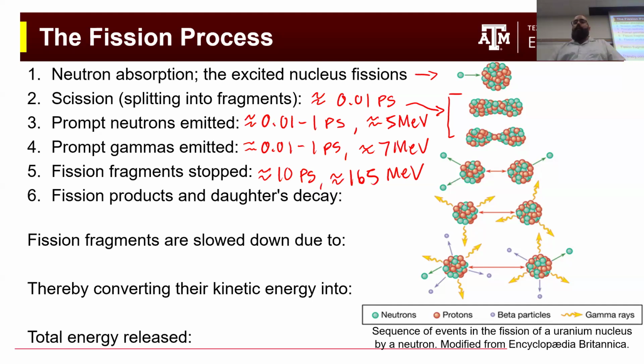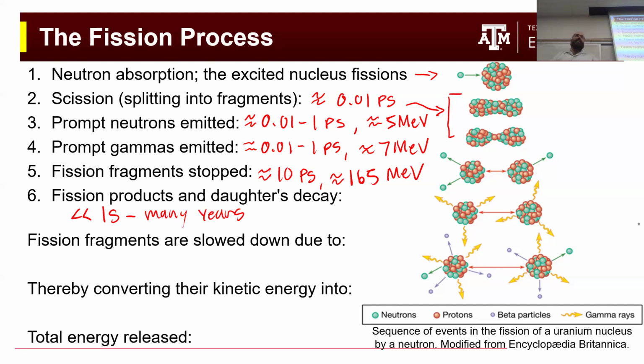And then later on, once those fission fragments have stopped, they're usually still highly radioactive, and that means that they are going to continue to decay. As those fission products and their daughters decay, this happens over a much longer time scale. It depends on the nuclei, right? It can go from 1 second to many years, depending on which fission products we're talking about. And that's where the radioactivity of our spent fuel comes from.